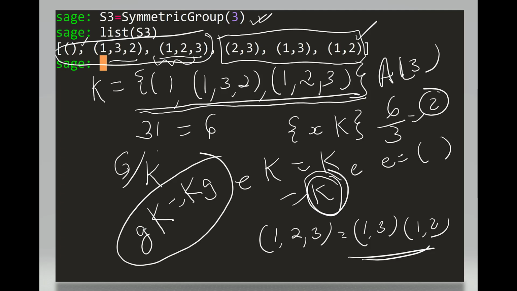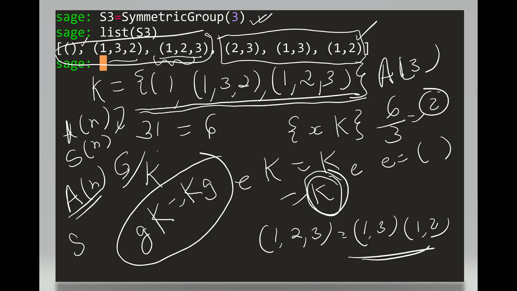So the alternating group, which is a subgroup of S3, or in general A_n, is a subgroup of S_n, and the index of this is 2. That is, A_n is always a normal subgroup of S_n. So the group of permutations, even though it's non-abelian, will always have a normal subgroup that is the alternating group.